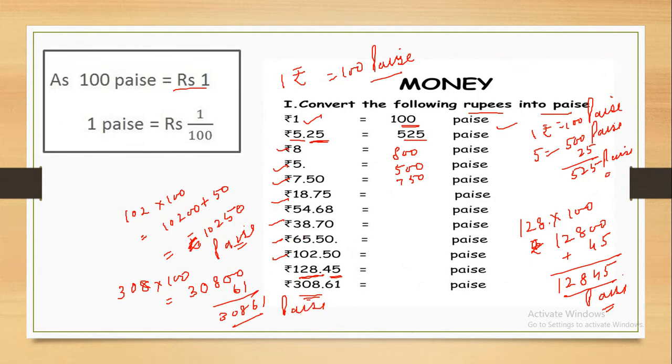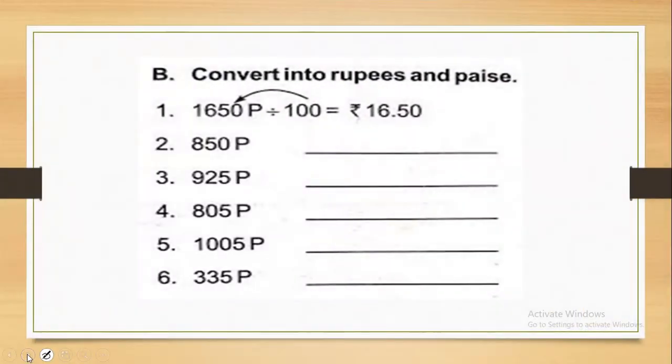Next we have to convert into rupee and paisa. You can see paisa is given: 1650 paisa. If this concept comes, we have to divide this by 100. We know that 100 paise means what? 1 rupee, right? So this 1650 paise we have to divide by 100.